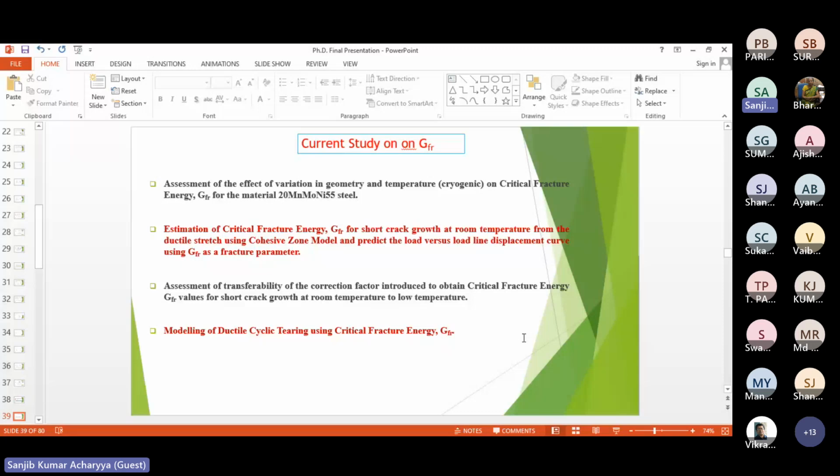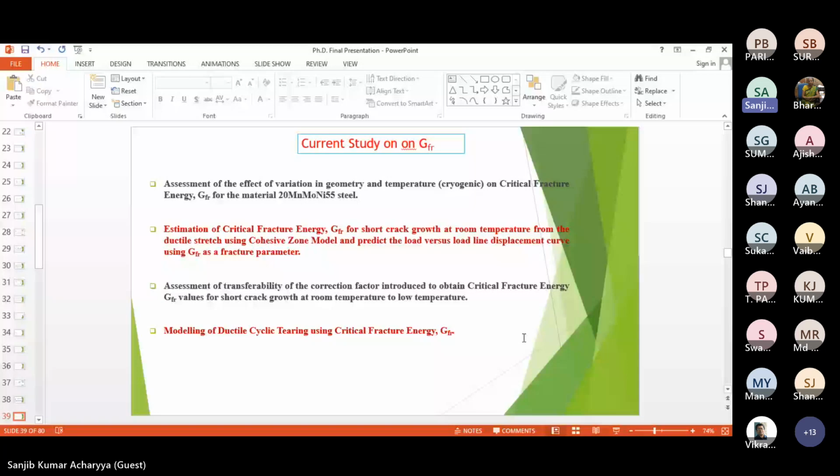And thirdly, the available expression for short crack length to predict GFR, how it depends on the temperature, whether it can be transferred to low temperature or not. And lastly, we also explored the idea, though not fully completed, of how the value of GFR can be used to model ductile cyclic tearing using the fracture toughness data. So this was the thesis plan for Dr. Sukalpo Chowdhury. I have already mentioned he did his PhD in this area.